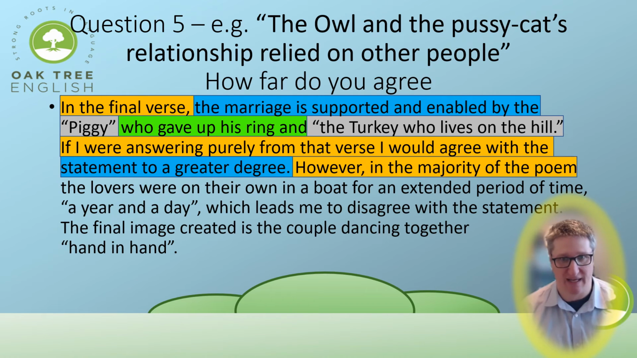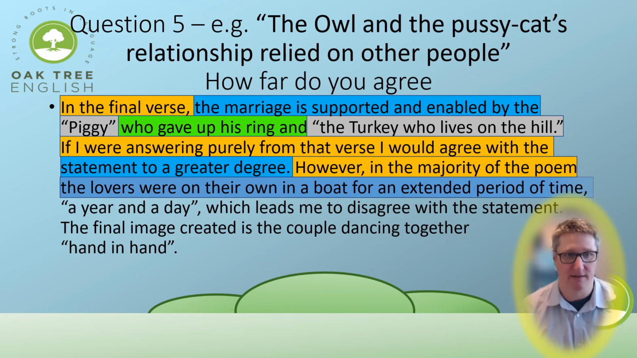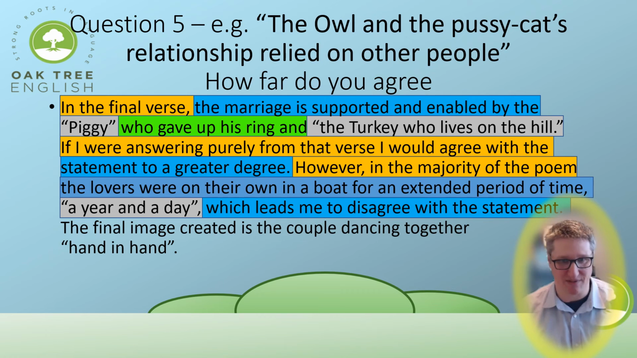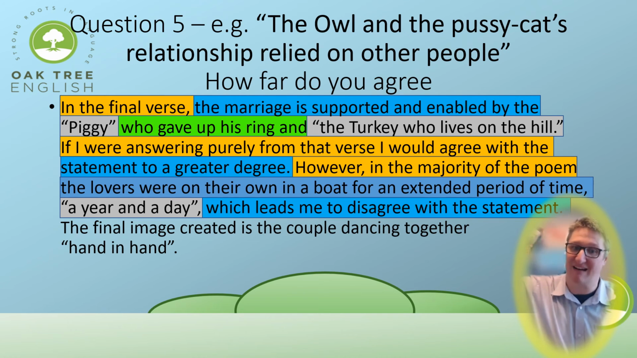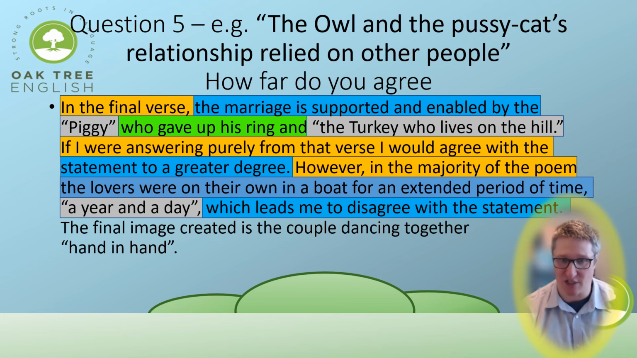However, in the majority of the poem, now we're pinpointing in the text again, the lovers were on their own in a boat for an extended period of time. This is where you're explaining the quote. The quote, of course, is a year and a day, which leads me to disagree with the statement. This should really be in green, because this is insight. This is your answer, but it does relate directly back to the question. It actually answers the question directly.